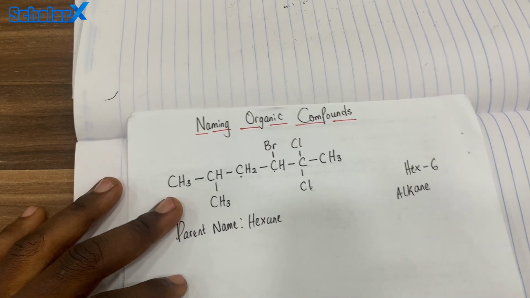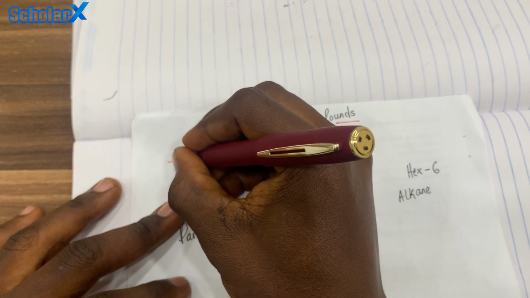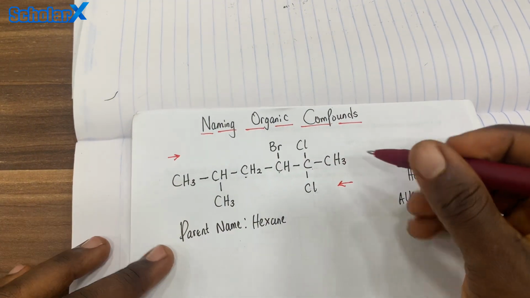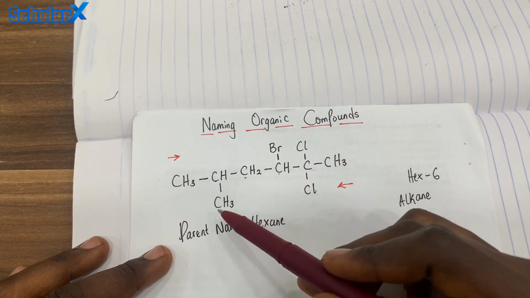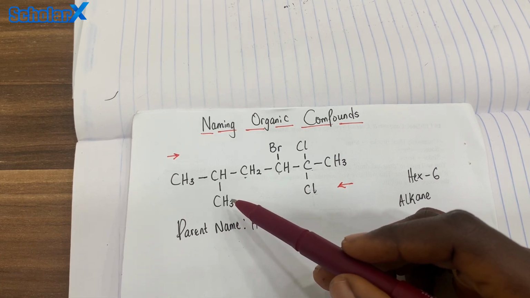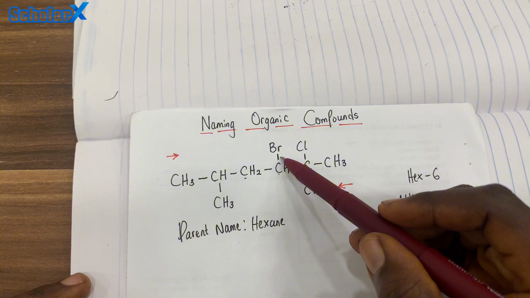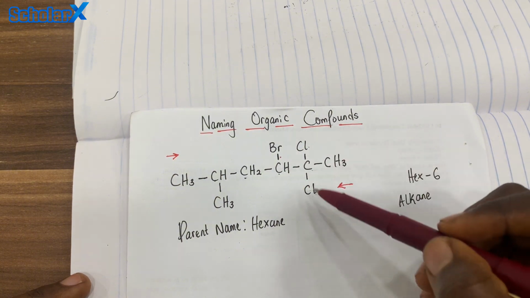We proceed to the numbering. We'll consider right and left. Now, if you look, this is a methyl attached here. This is a substituent attached here. This is bromine attached here. This is chlorine attached here and here.